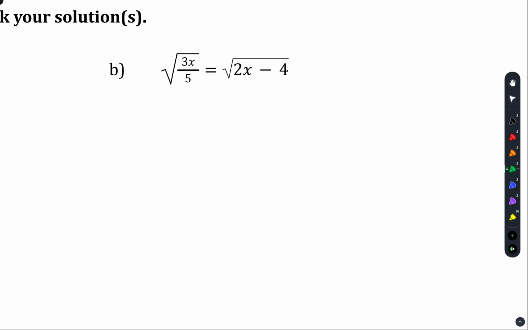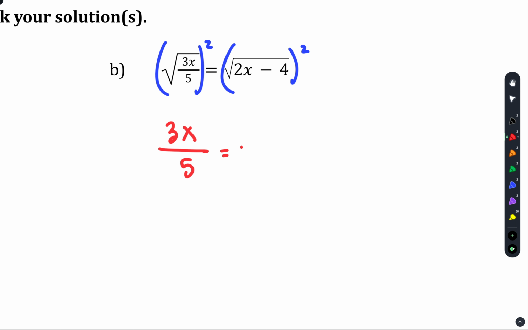So when I look at letter B, what do you think we're going to do first? Yeah, we're just going to square both sides like this because they're already isolated. There's nothing else other than the radicals. So this becomes 3x over 5 equals 2x minus 4. Okay, we're going to pause here. I'm going to think about SADMEP. What the heck is going on? I'm going to do subtraction, addition, division, multiplication, exponents, and parentheses.